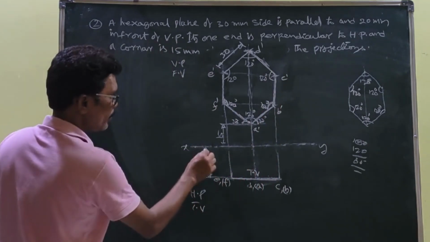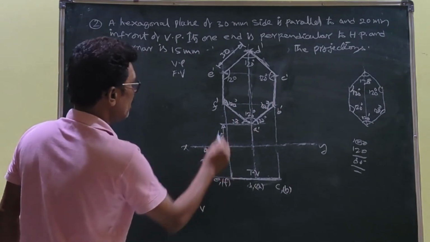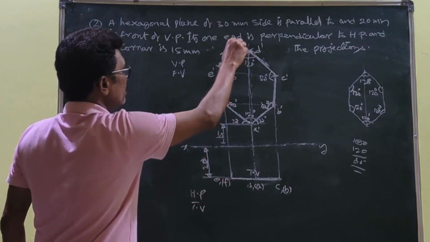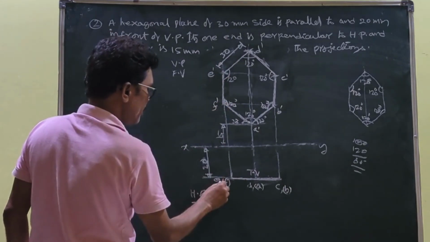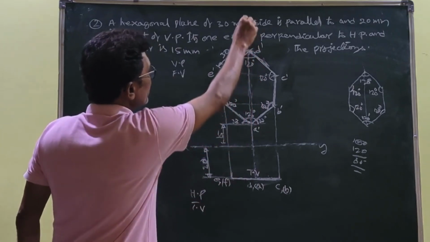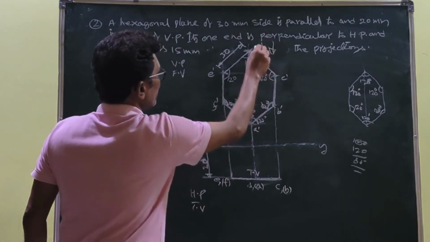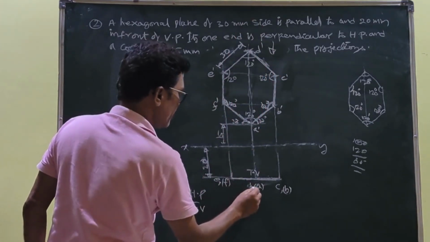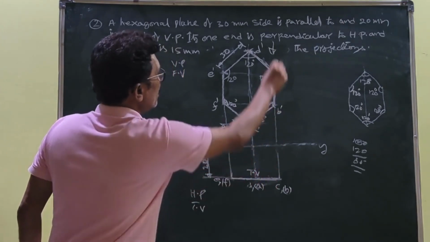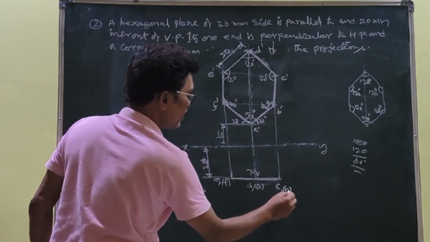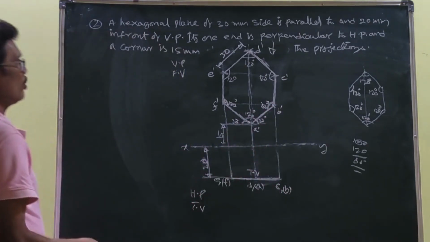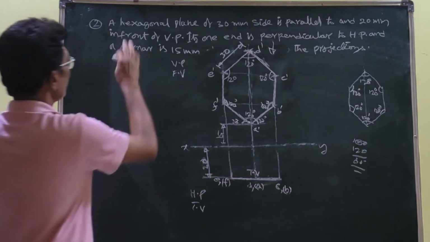When you are seeing in top view, E is visible, F is not visible, so E, F, put it in bracket. When seen in this direction, top view, D is visible, A is not visible, so D is visible, A put in bracket. C is visible, B is not visible, so C and B put in bracket. So this is the way you have to develop the front view and top view of this problem.